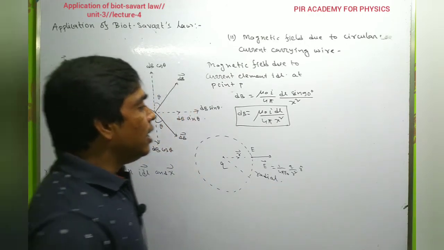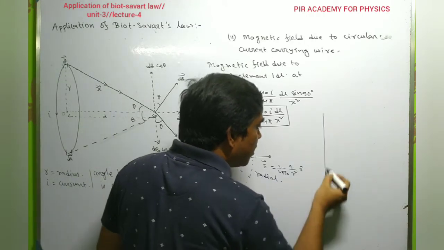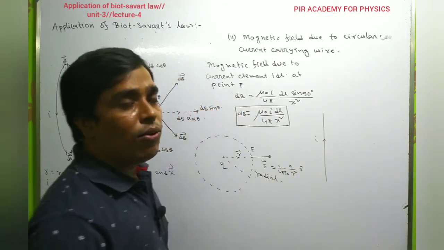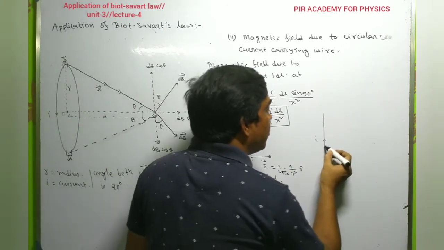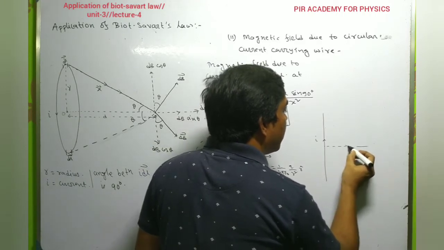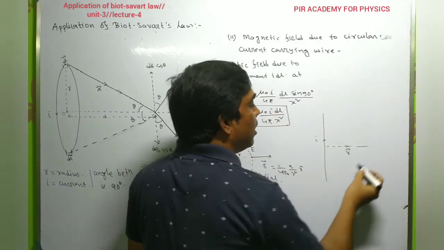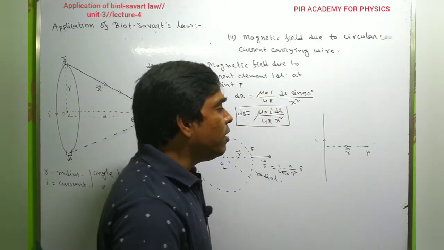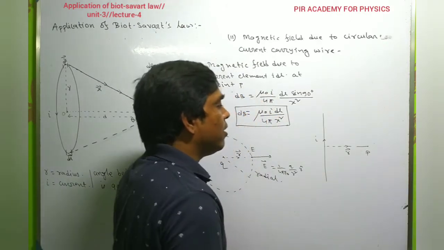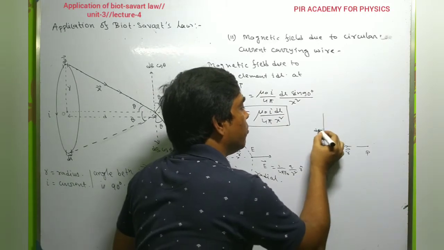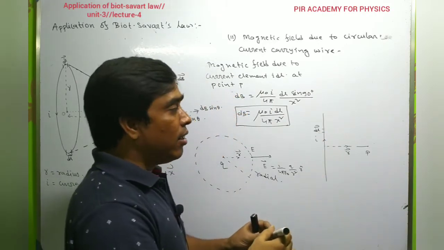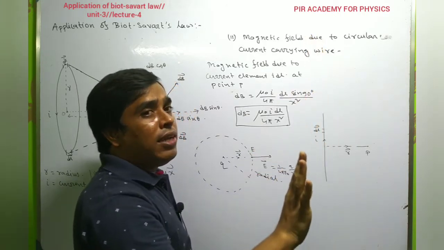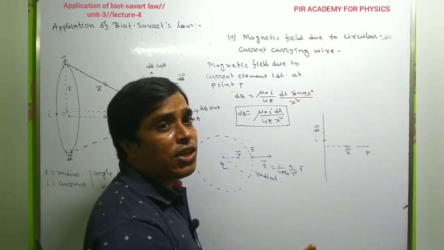But if you want to calculate the magnetic field due to the current carrying wire at a distance, suppose this is distance R, this is distance R vector at point P, what will be the direction of the magnetic field at P? This is the current element, suppose dL, so this is the direction of dL. The direction of the current element is always along the direction of current.